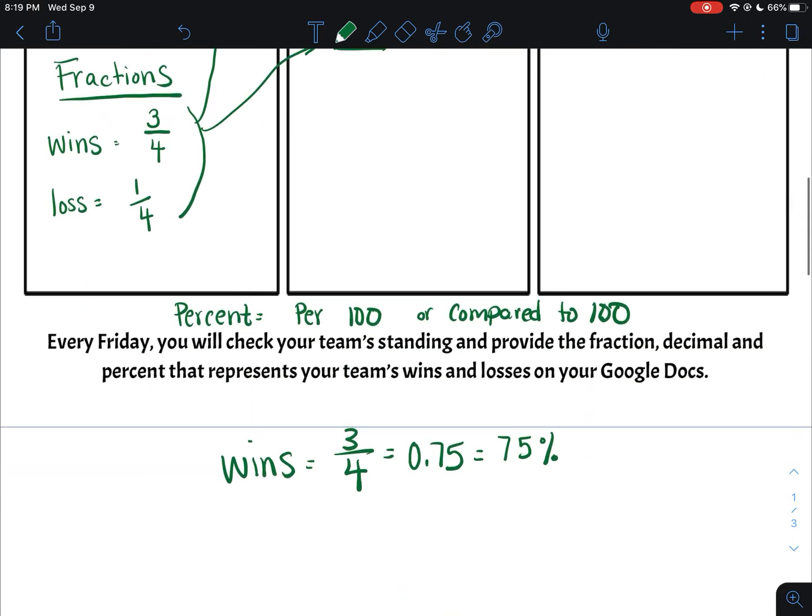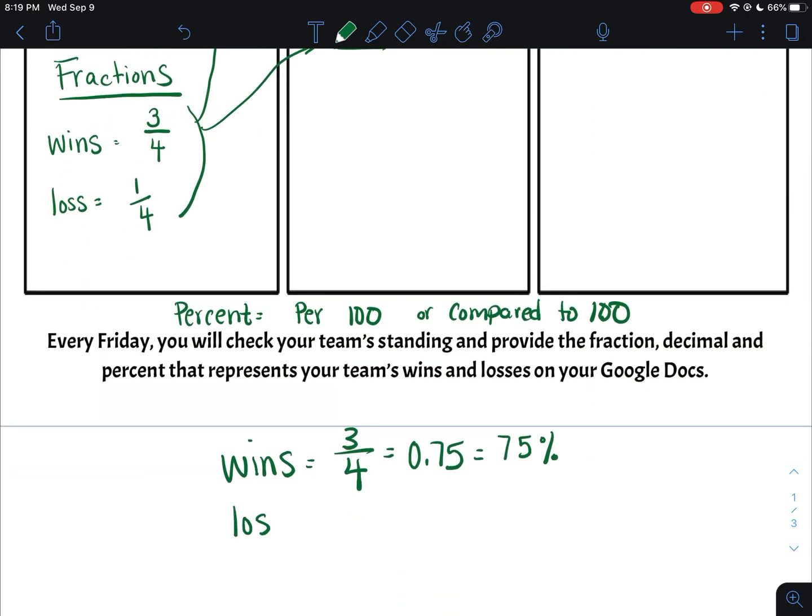Okay, so my losses. I've lost 1 out of 4 because the Eagles rock. And then that decimal would be 0.25 or 25 hundredths. And then that would be 25%.